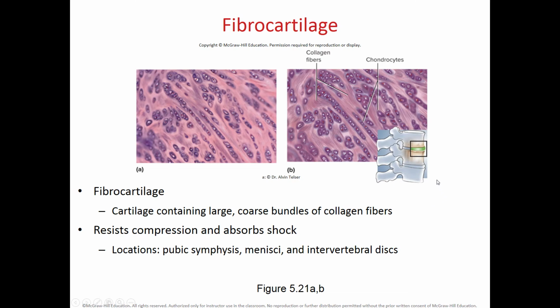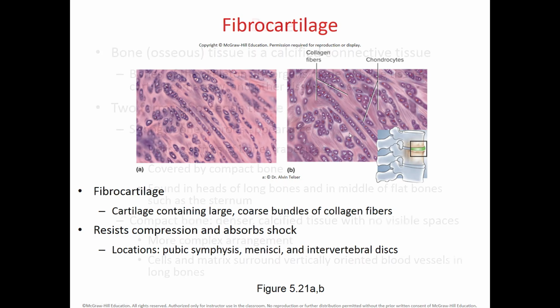Now, fibrocartilage is the cartilage that contains large cores of collagen fibers, like in this case, and you have abundant cells, the chondrocytes. The lacunae are very small in comparison to the other types, and because you have a lot of collagen fibers that are very strong, this fibrocartilage helps to resist compression and absorb shock. Locations will be the pubic symphysis, the menisci within our knees, and a structure between the vertebrae that we call the intervertebral disc, like in this case.